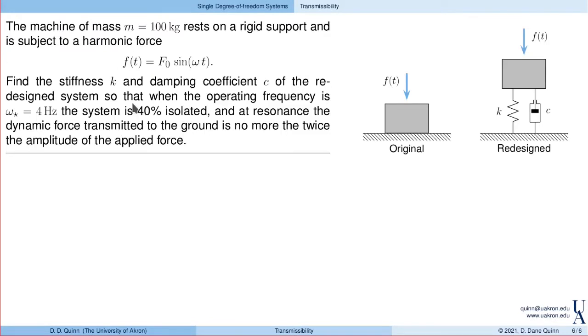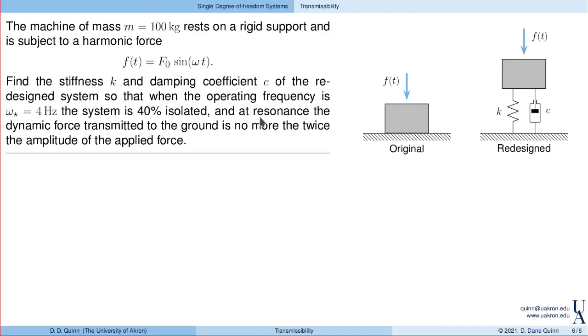Let's look at an example now. We'll take a machine of mass 100 kilograms and assume that it rests on a rigid support. Essentially, it's just sitting on the ground and is subject to a harmonic force of amplitude F0 and frequency omega. What I'd like to do is redesign this support system. So instead of it sitting on the rigid ground, it sits on an elastic foundation. Spring stiffness K, damping coefficient C. And I'd like to design this so that when the operating frequency is 4 hertz, the system's 40% isolated.